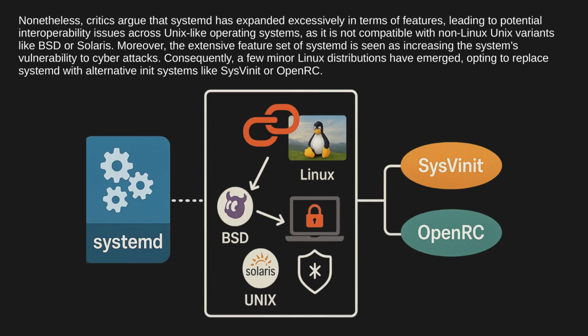Nonetheless, critics argue that Systemd has expanded excessively in terms of features, leading to potential interoperability issues across Unix-like operating systems, as it is not compatible with non-Linux Unix variants like BSD or Solaris. Moreover, the extensive feature set of Systemd is seen as increasing the system's vulnerability to cyber attacks. Consequently, a few minor Linux distributions have emerged, opting to replace Systemd with alternative init systems like sysvinit or OpenRC.